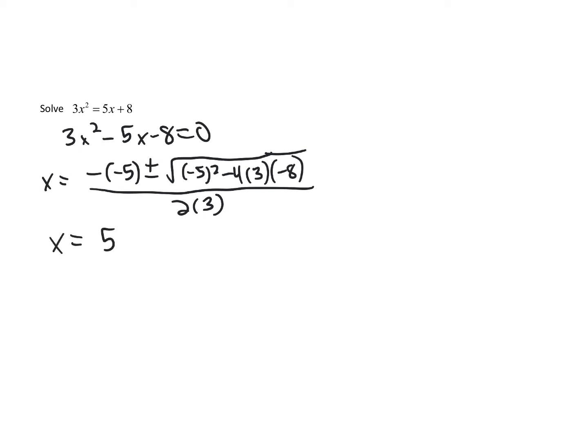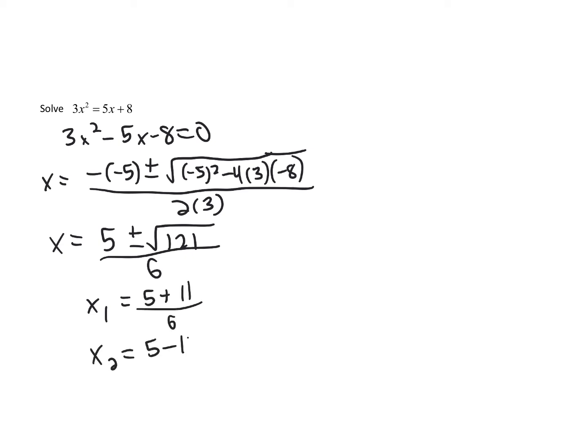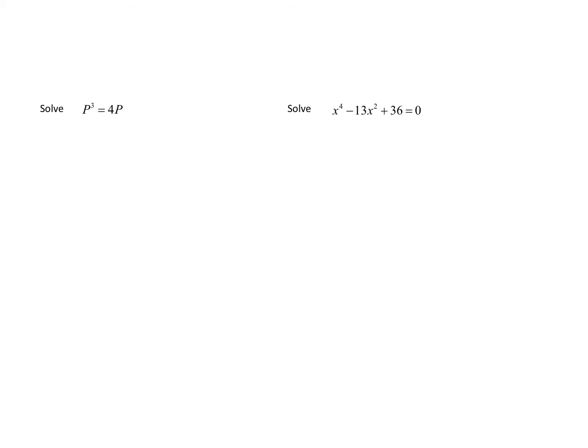X equals 5 plus or minus the root of 121 all over 6. So x1 equals 5 plus 11 over 6 and x2 equals 5 minus 11 over 6, which end up being 2.67 and negative 1. We can also solve higher order problems.